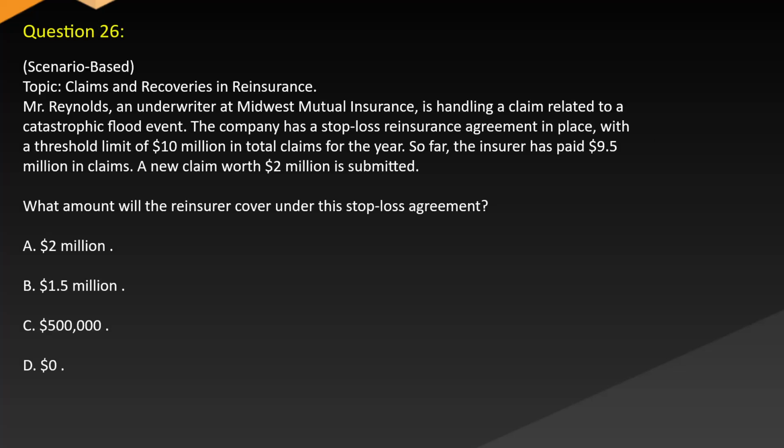Question 26. Scenario-based. Topic: Claims and recoveries in reinsurance. Mr. Reynolds, an underwriter at Midwest Mutual Insurance, is handling a claim related to a catastrophic flood event. The company has a stop-loss reinsurance agreement in place with a threshold limit of $10 million in total claims for the year. So far, the insurer has paid $9.5 million in claims, and a new claim worth $2 million is submitted. What amount will the reinsurer cover under this stop-loss agreement? A. $2 million. B. $1.5 million. C. $500,000. D. $0.